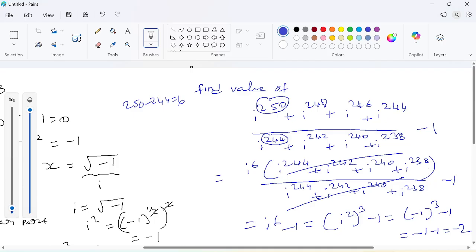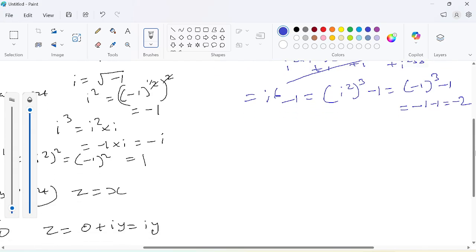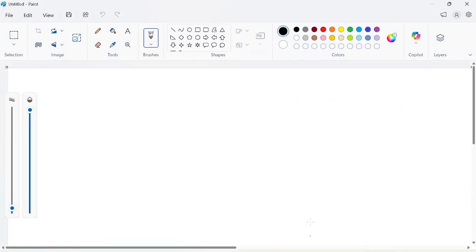Okay, note this down. Now let us see algebraic operations on complex numbers. When I say algebraic, I mean additions, multiplications, all that. Algebraic operations.